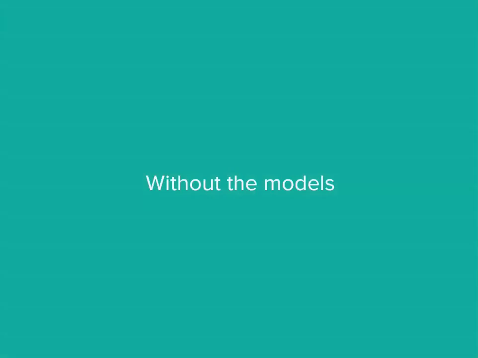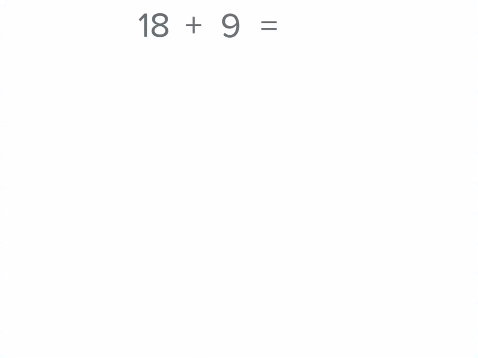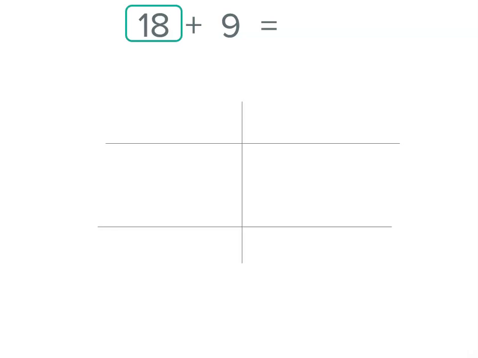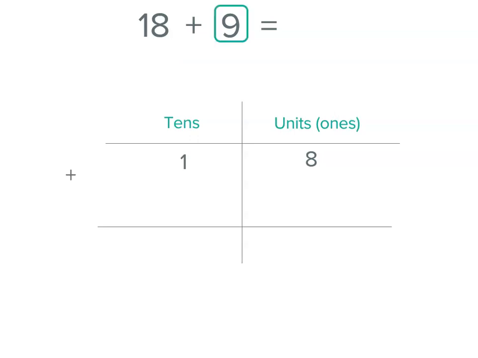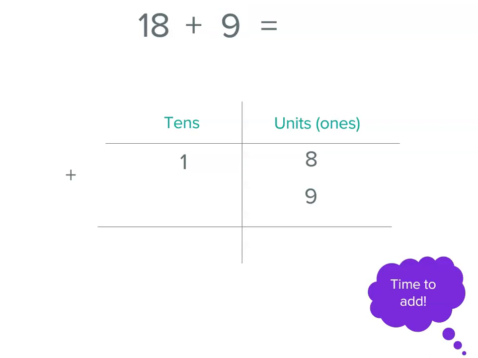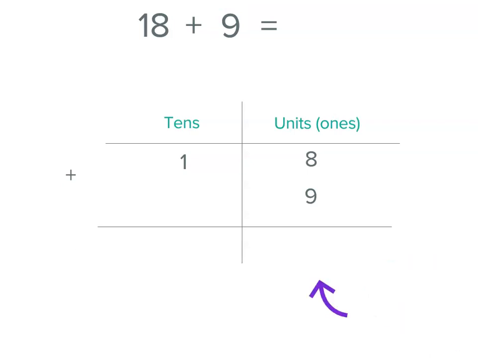Now this time we're not using models, but we will keep some place value information for it. Let's say we're adding 18 plus 9. If we think of 18 using place value, we've got 8 units and 1 ten. And then we're going to add 9. So we're going to put 9 in the units place. We don't have any tens there, but you could write 0 if you wanted to. Now when we add, we always start from the right hand side. And we have to add 8 plus 9.